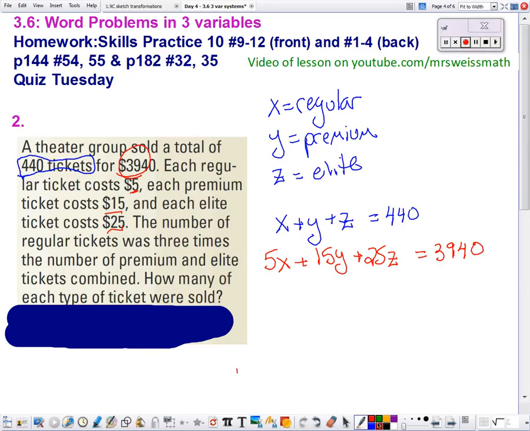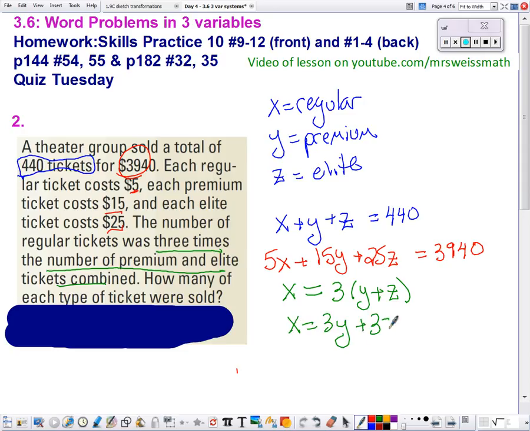And now to the tricky sentence. The number of regular tickets was 3 times the number of premium and elite combined. So the number of regular is always equals 3 times premium and elite combined. This equation is much easier if you distribute the 3. And now we have our 3 equations.